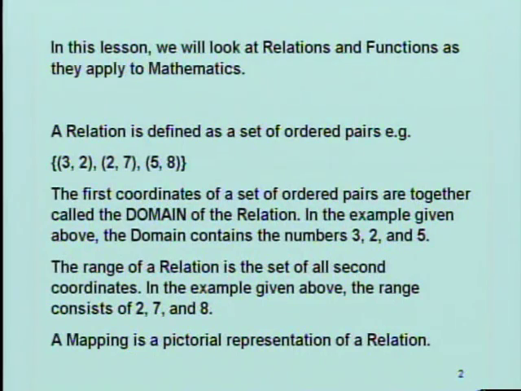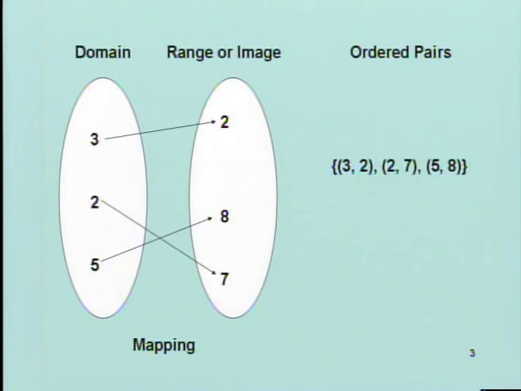A mapping is a pictorial representation of a relation. Here's an example illustrated for you. In the first loop, we have 3, 2, and 5. That will constitute the domain. In the second loop, we have 2, 8, and 7. That will constitute the range, or sometimes we call that the image. And on the right-hand side, we have this set of ordered pairs listed there for you. That diagram is called a mapping.